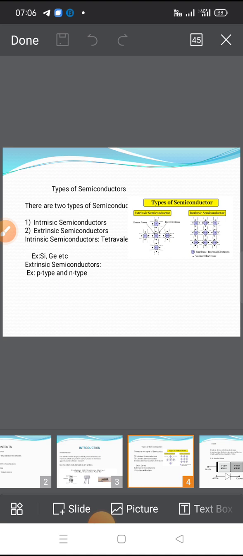When trivalent atoms are added to the pure semiconductor, we get P-type semiconductor, which has excessive positive holes, whereas when pentavalent atoms are added to the pure semiconductor, we get N-type semiconductor. Here the negative electrons are available in excess, so the conductivity of the semiconductor is increased at room temperature. So pure semiconductors cannot be used in electronic device fabrication.